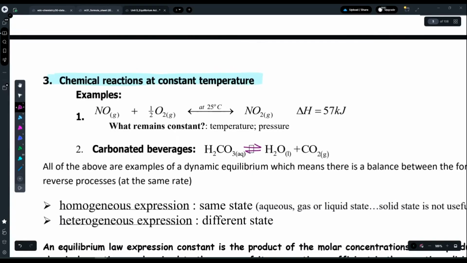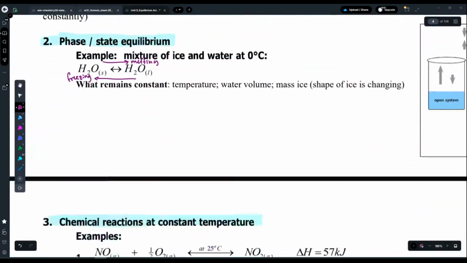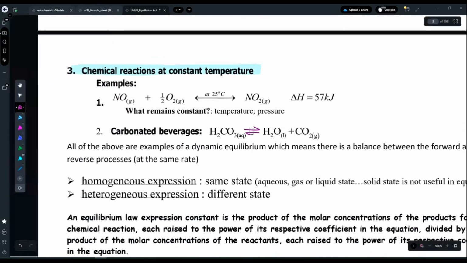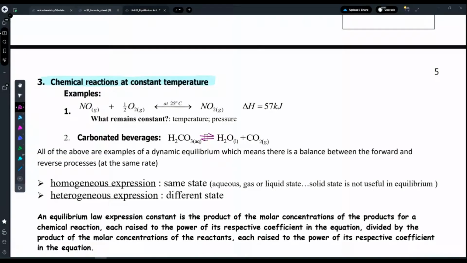So what we just talked about, these three situations, are all examples of a dynamic equilibrium, which means that there's a balance between the forward and reverse process. Again, for dynamic equilibrium, it's very important that you understand that the forward and reverse reactions are happening at the same rate.